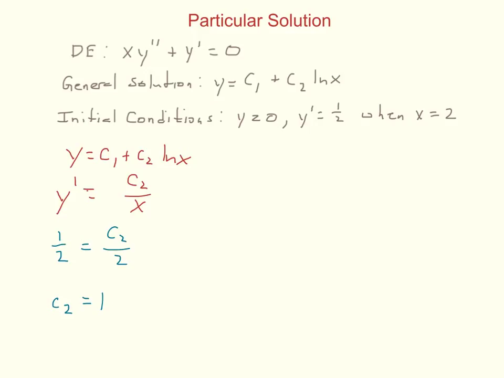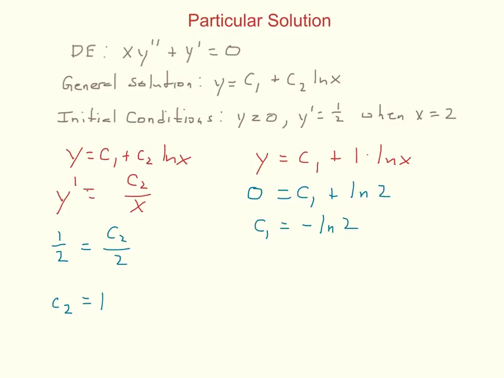So right now, my particular solution is c1 plus 1 times the natural log of x. Next, I'm going to use that second condition. I know that when x is 2, y is 0. So I'll put 0 in for y equals c1 plus 1 times the natural log, which is just the natural log of 2. Then solving for c1, I get that c1 is equal to negative ln 2.